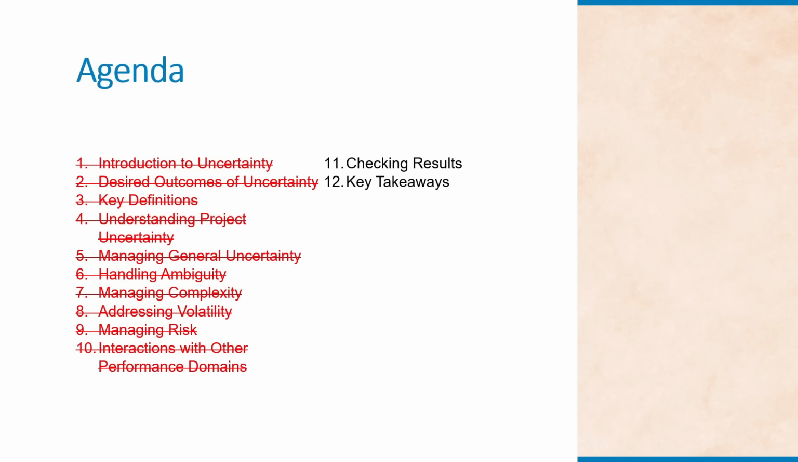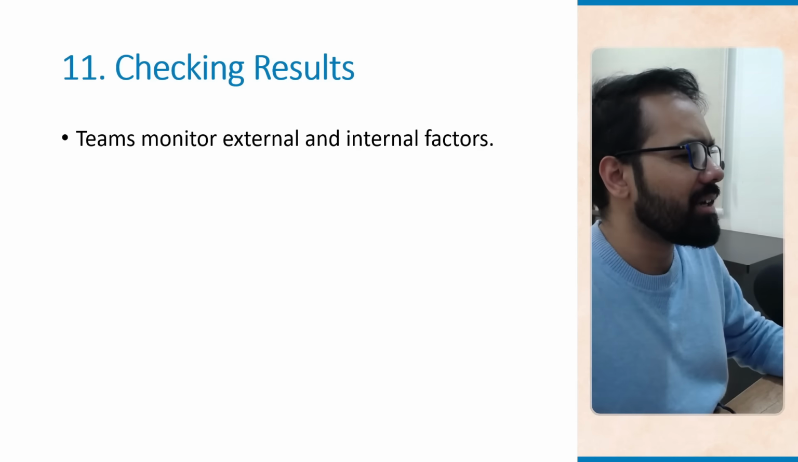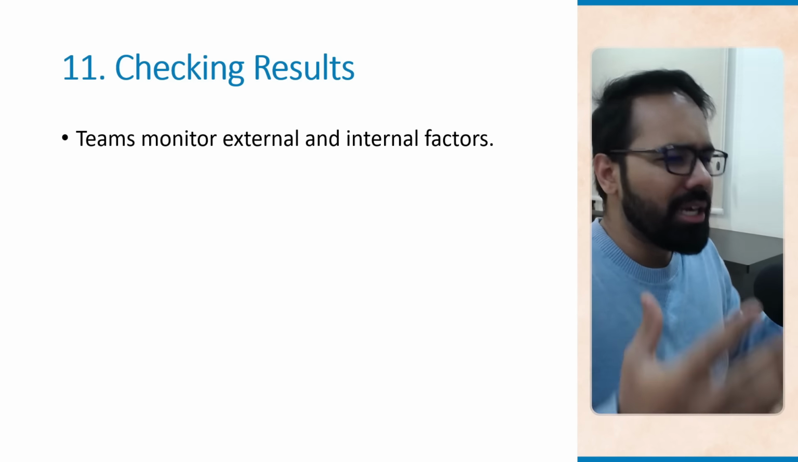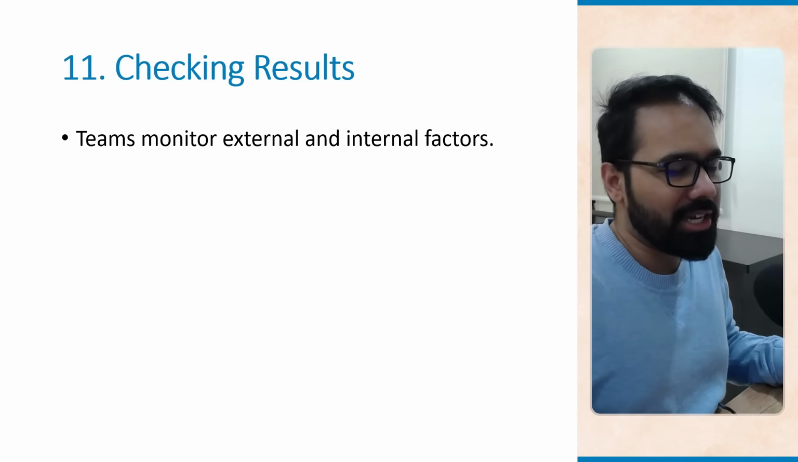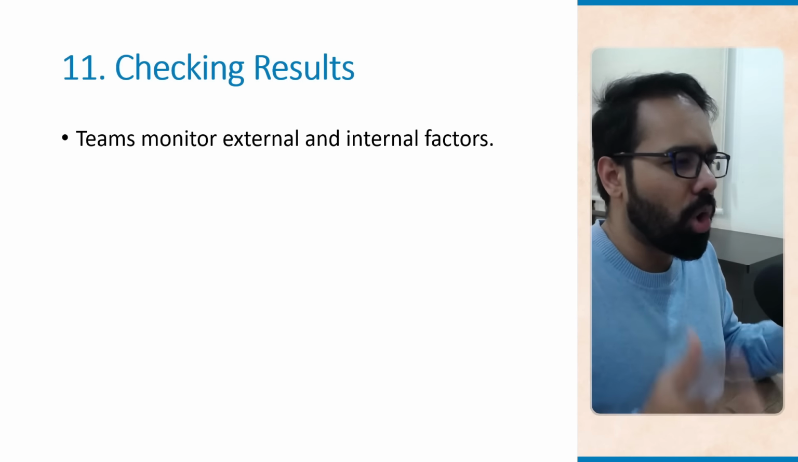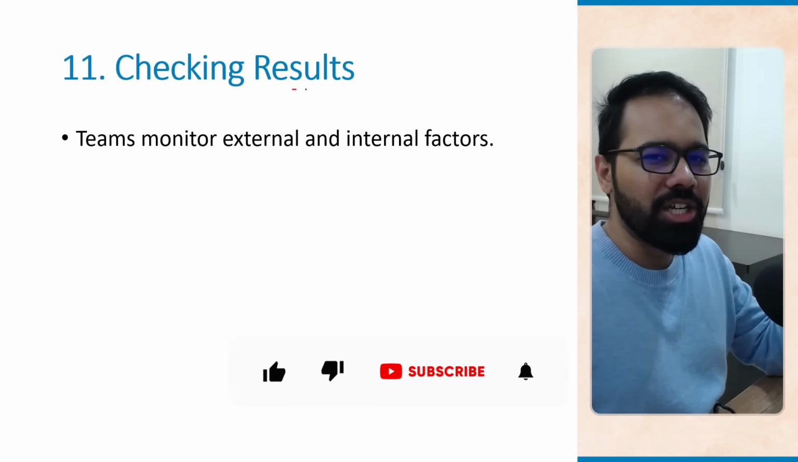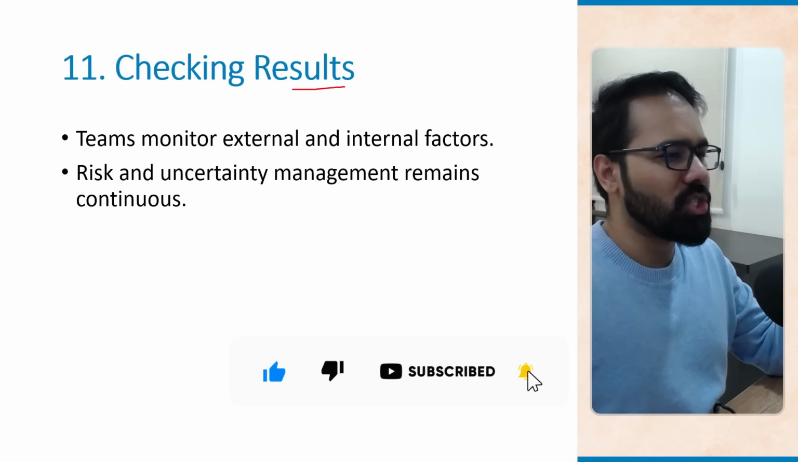Okay, so we are now down to the last two agenda items: checking results and some key takeaways of this performance domain. So teams monitor external and internal factors like the market trends, the legal updates or regulatory updates, or even internal performance metrics of your website, right? So this is something that teams monitor at all times to stay ahead. This is a result of doing the stuff that the uncertainty domain asks you to do.